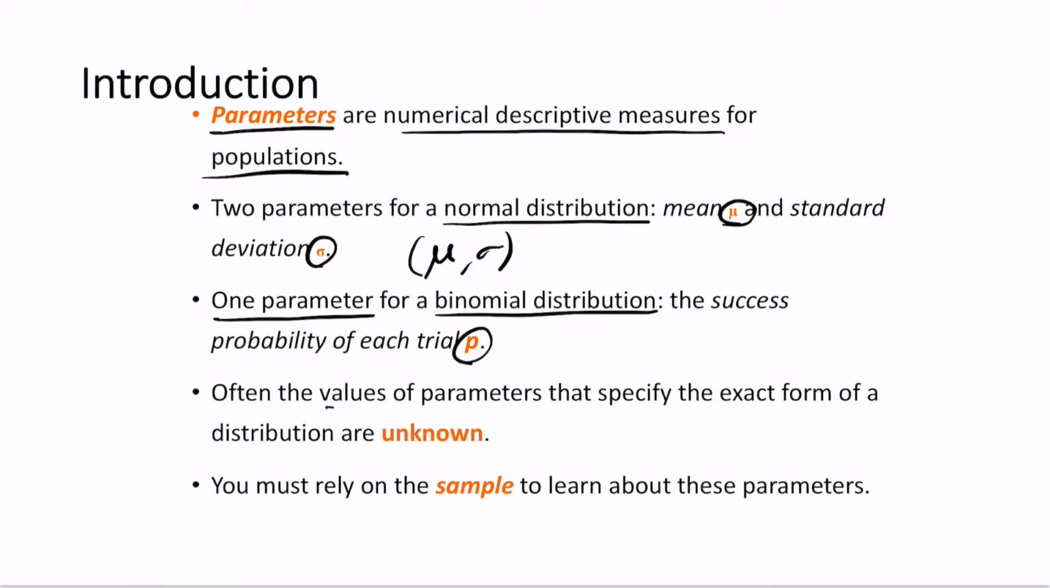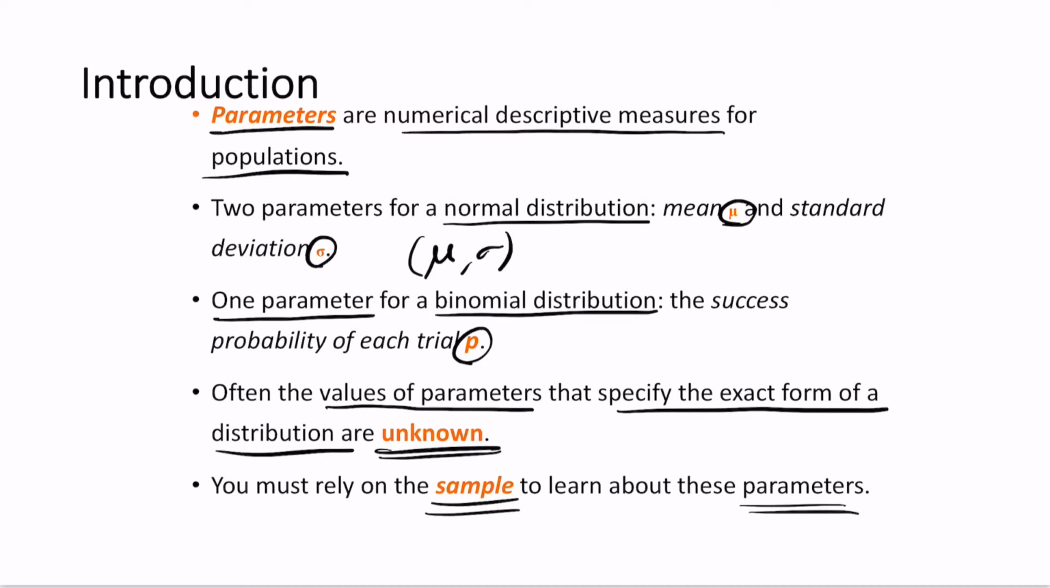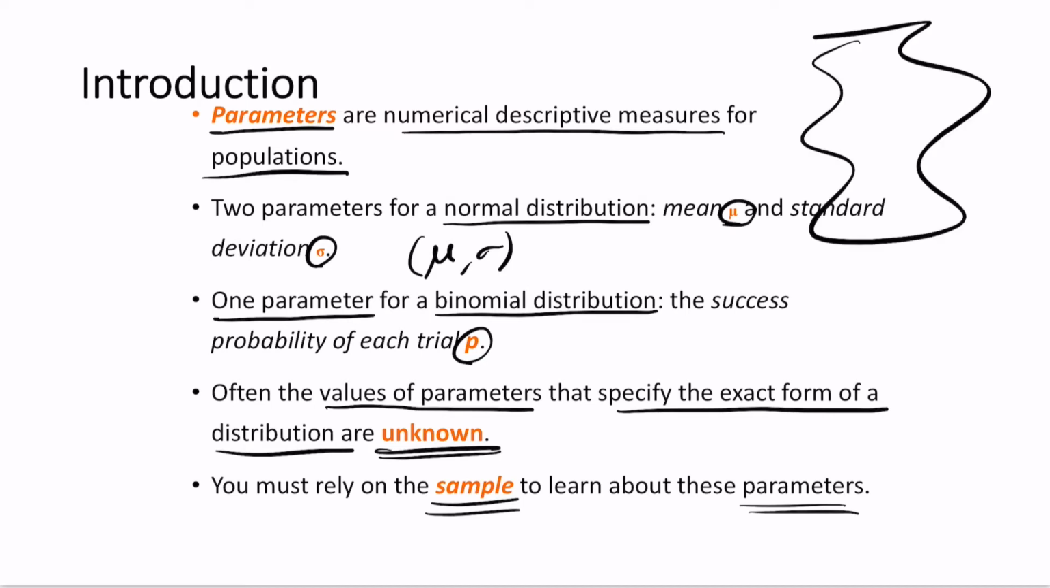Often these values of the parameters that specify the exact form of the distribution are unknown. So we rely on the sample to learn about these parameters. Remember that we are taking a big population. This is a big chunk of data, but we only take some part of it. This part is what we use to analyze the data. We call that the sample.